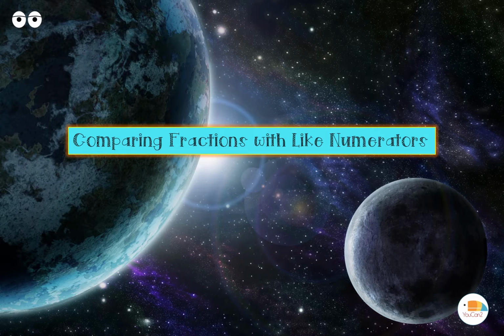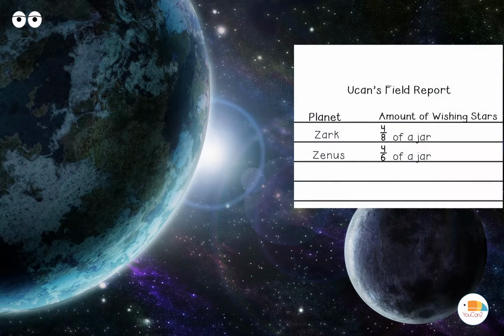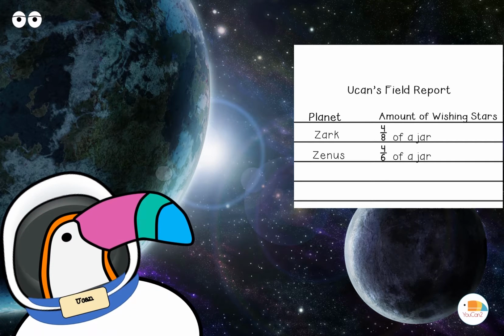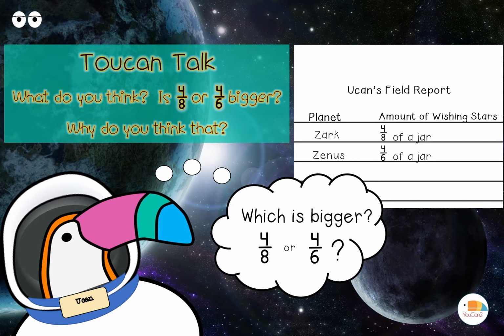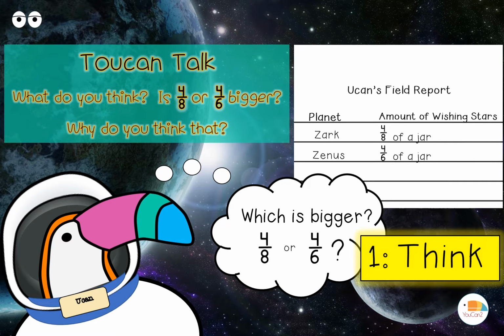Wow, the job of a scientist is never done. More collecting, huh? This time you're collecting wishing stars. I wonder if those things really work. Needless to say, you've got lots of them. On planet Zork, you were able to fill up 4/8 of a jar. And on planet Zenus, you were able to fill up 4/6 of a jar. But this time, you have numerators that are the same and denominators that are different.